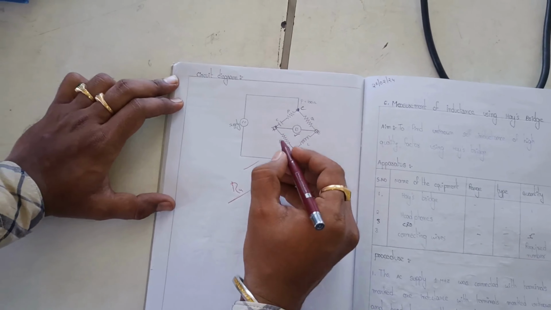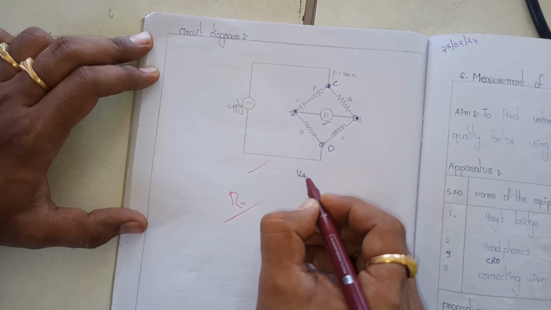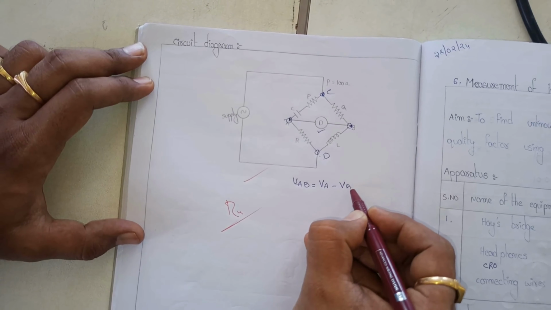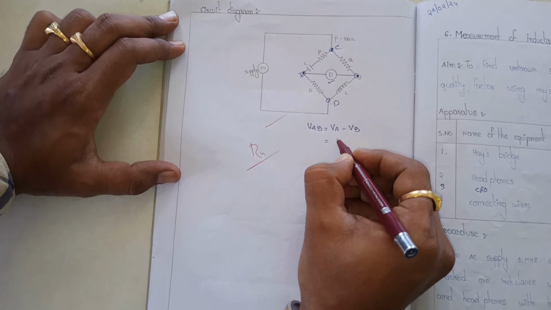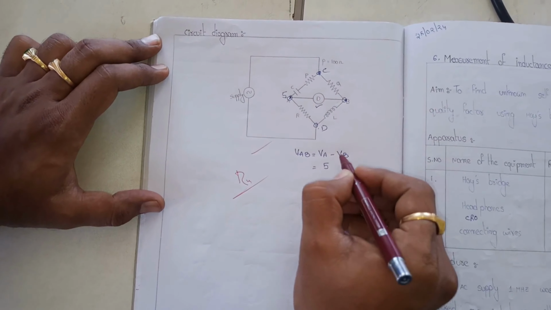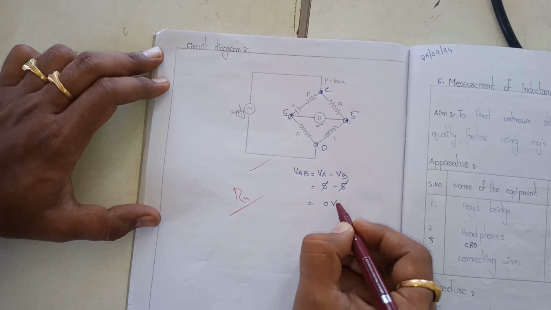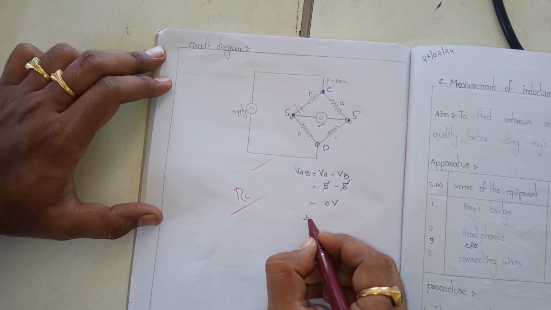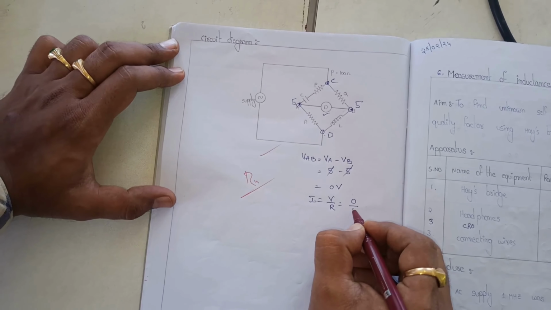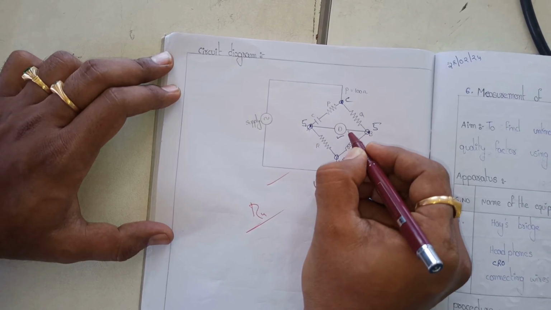We try to do the balancing of the bridge in such a way that the voltage VAB is equal to VA minus VB. We adjust the decade inductance box as well as the resistors in such a way that the voltage at A is 5 volts and the voltage at B is also 5 volts. So 5 minus 5 will become 0 volts. Whenever the voltage is the same, current I is equal to V by R, that is 0 by R, therefore the current in the detector will be 0, and it doesn't show any deflection.